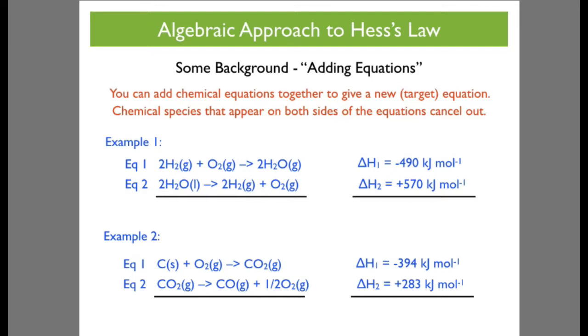The algebraic approach to Hess's law. Some background. Adding equations. You can add chemical equations together to give a new target equation. Chemical species that appear on both sides of the equation cancel each other out.